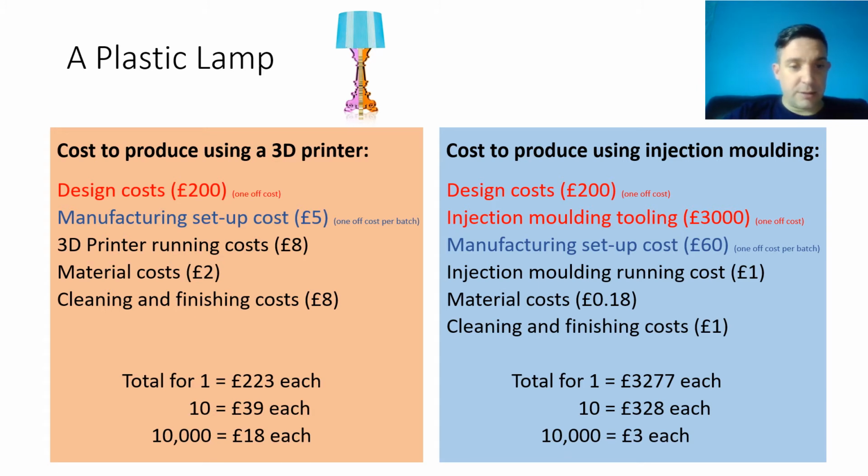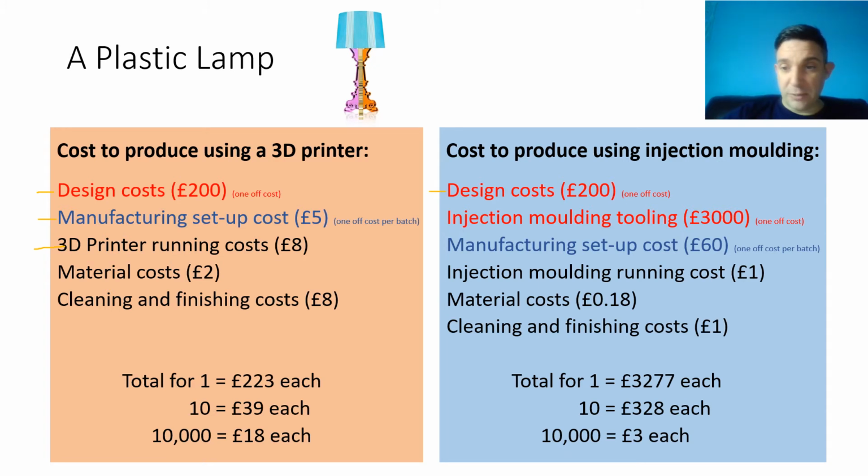So if we go back to the 3D printer, we've got design costs at £200. That's our initial design cost. That's the same for both. It's a one-off cost and it's not likely to change. The next one down is the manufacturing setup cost. This will be, again, a one-off cost per batch, and we'll talk about batches in a moment. But a manufacturing setup cost is how much money is it going to cost me to get my machinery and my processes ready to go.